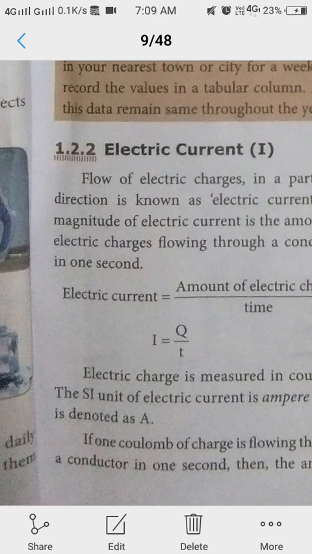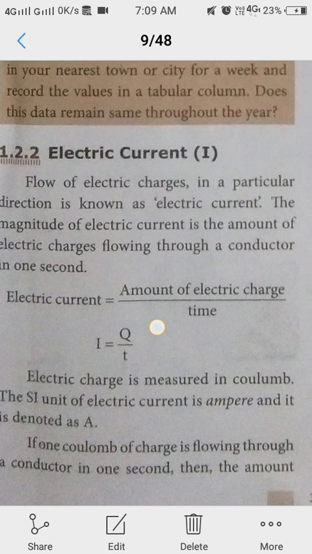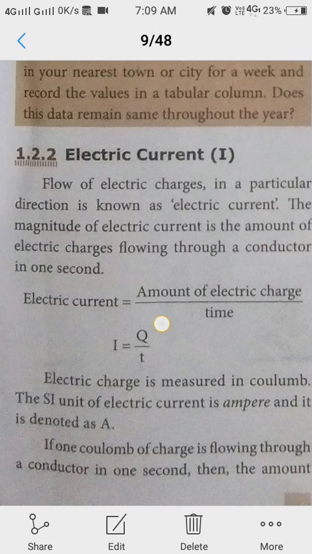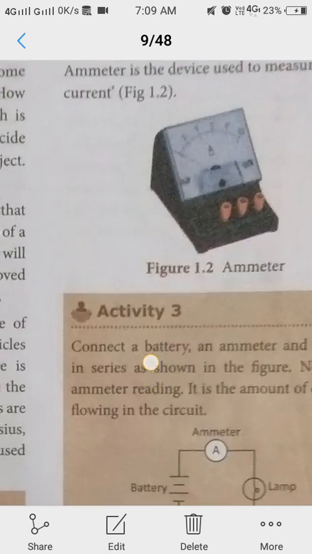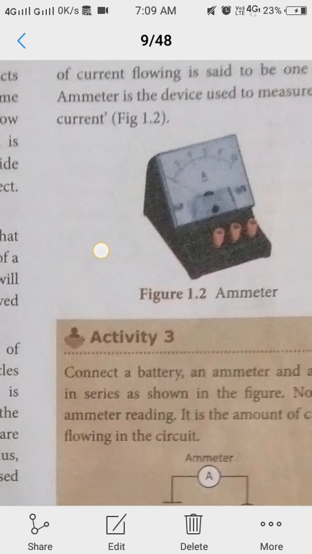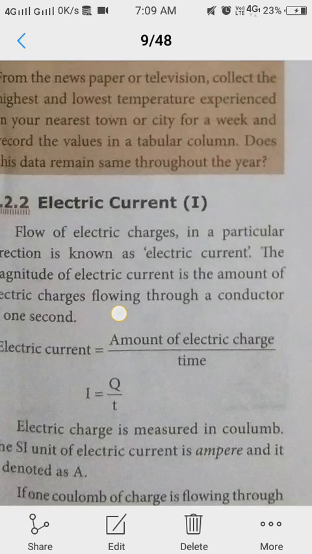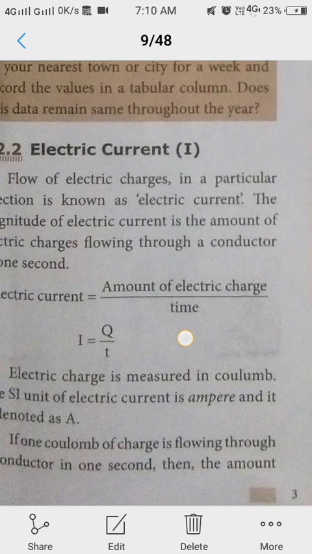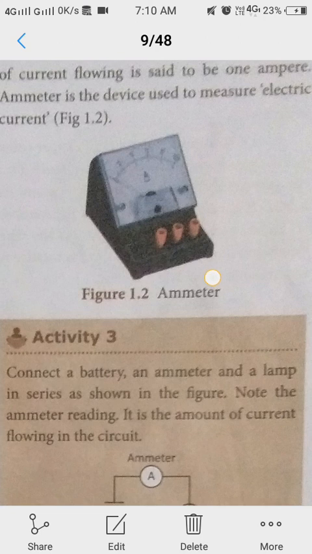Then define 1 ampere. The current flowing through the circuit is said to be 1 ampere if 1 coulomb of charge is flowing through the conductor in 1 second. So what is the definition for 1 ampere? If 1 coulomb of charge is flowing through a conductor in 1 second, then the amount of current flowing through the conductor is said to be 1 ampere.